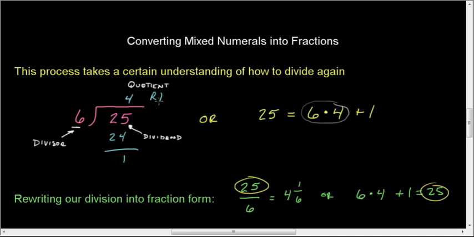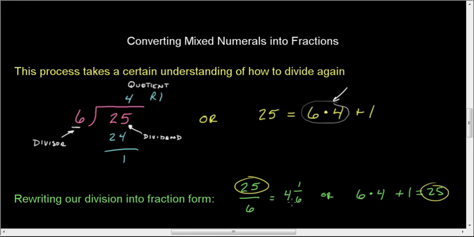That's the opposite of what we did. We subtracted to get the 1 and we divided to get the 4. Well then, we're going to add the 1 and multiply the 4. That will give us the 25. Again, if we go back and look at mixed numerals, in an improper fraction, the 25 was on top. In our mixed numeral, there was no 25. So the question is, how do we get it?